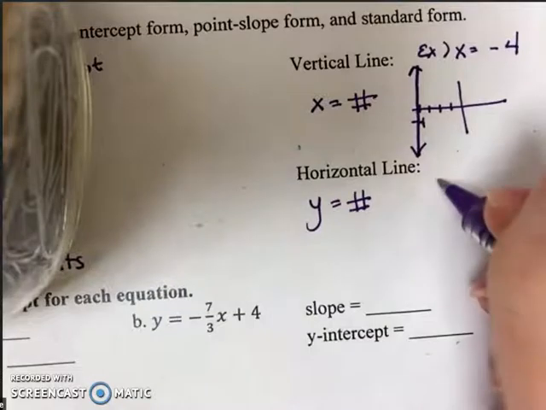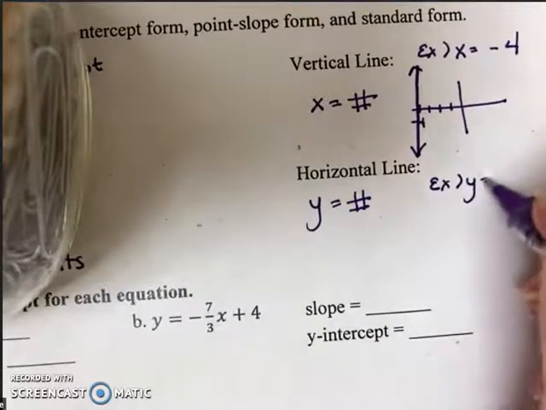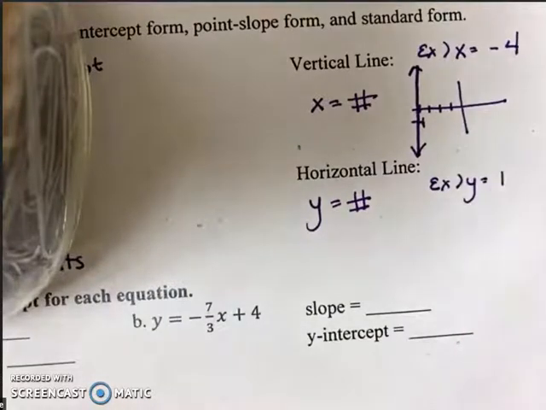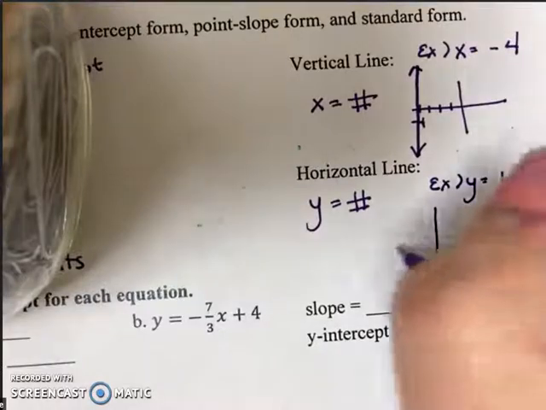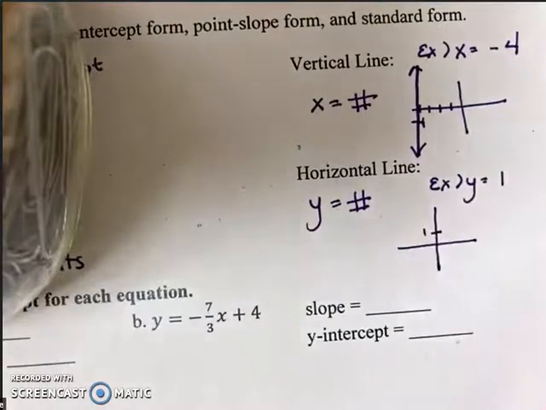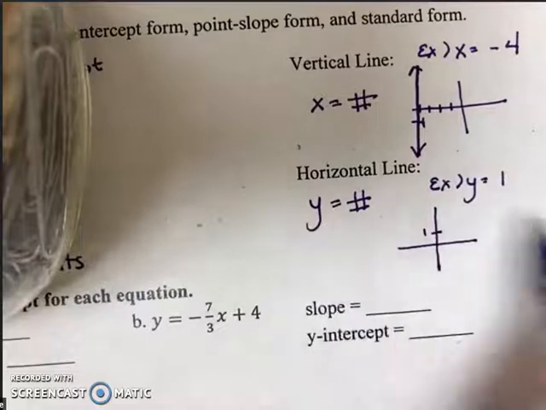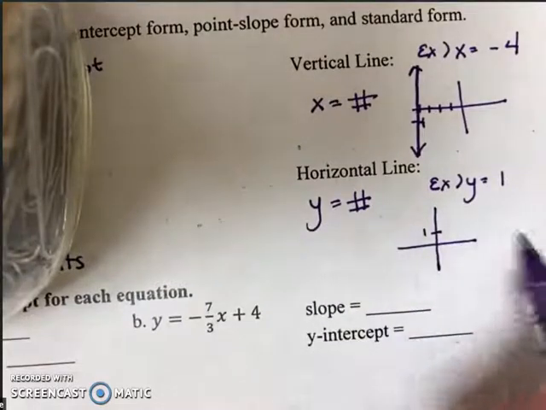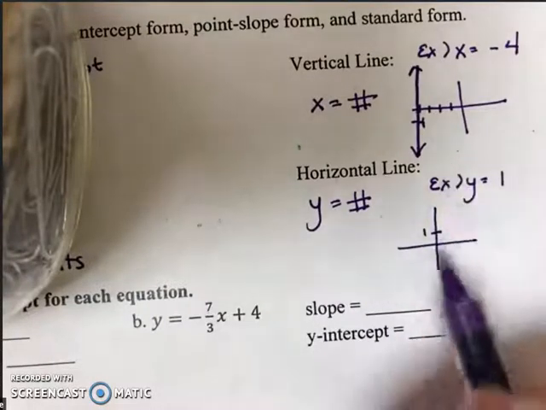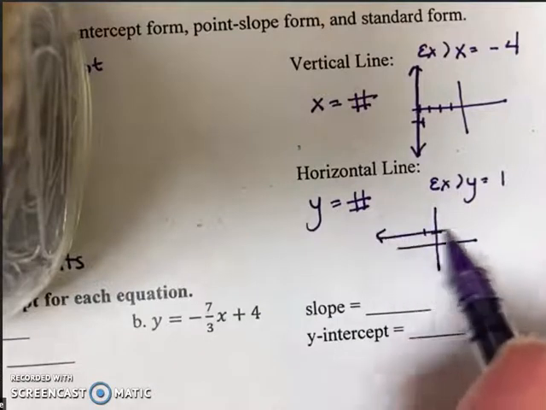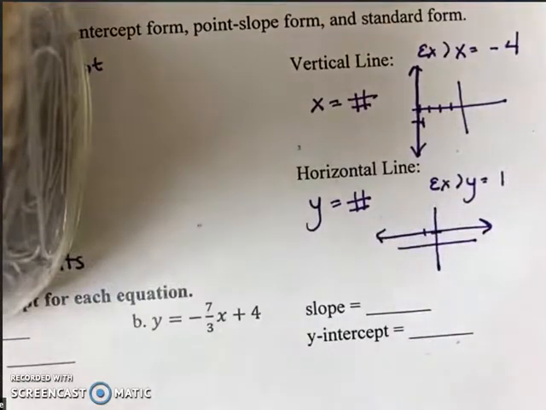If I had something like y equals 1, it's the same idea where y is always going to remain the same. That y value is constant. It's not going to move up or down, but it can move left or right, creating a horizontal line.